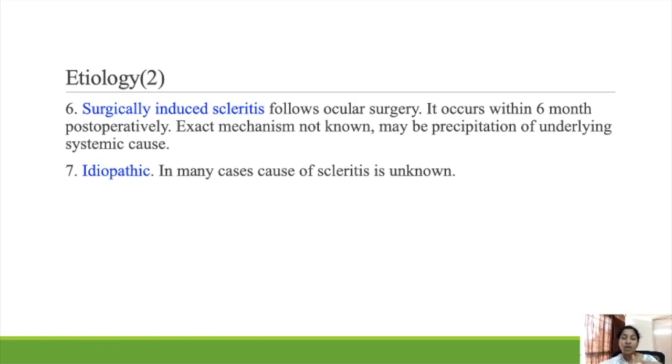So these are the causes of scleritis. First we told about autoimmune collagen diseases, then metabolic diseases, infections, granulomatous diseases, miscellaneous causes like radiation and chemical burns, then surgically induced scleritis, and idiopathic, that is, unknown causes. So these are the etiology of scleritis. Next comes the pathology.